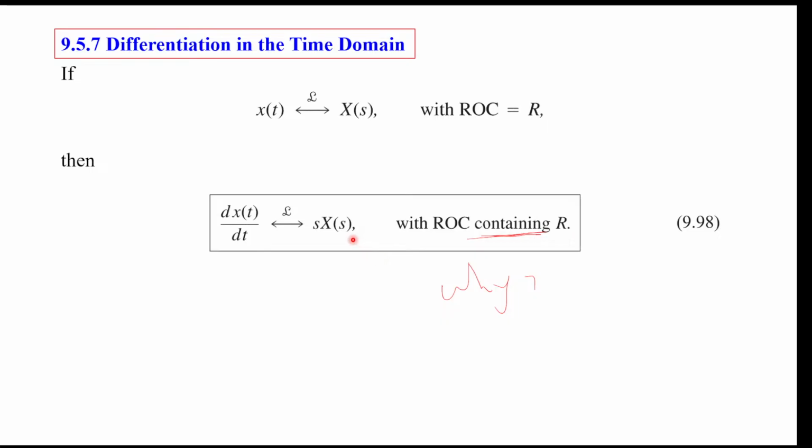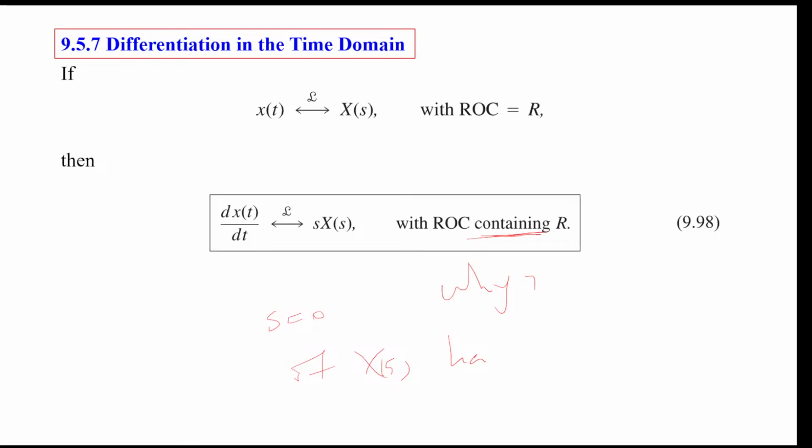And anyway, so we can think of S. So what is S? Well, S is also a polynomial. When S equals 0, S has a zero. And so that means if X of S has a pole at S equals 0, then this S can cancel that pole out.